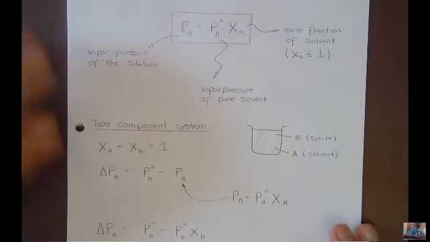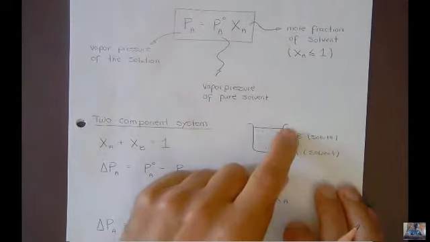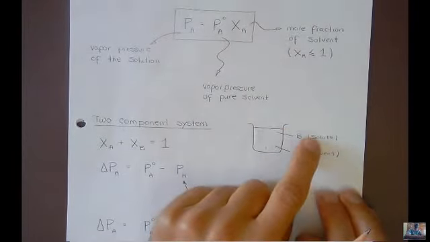If I have a 2-component system, so what do I mean by that? In a 2-component system, I only have A and B, where A is the solvent and B is the solute.